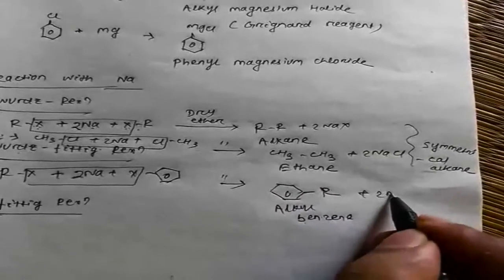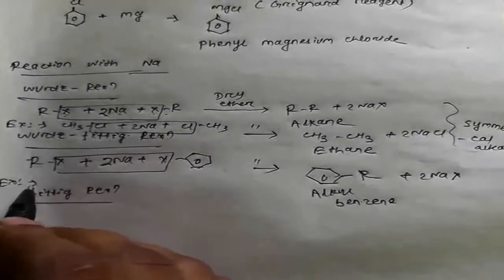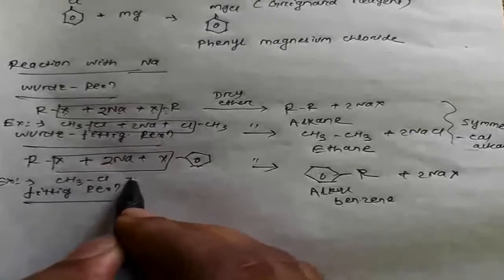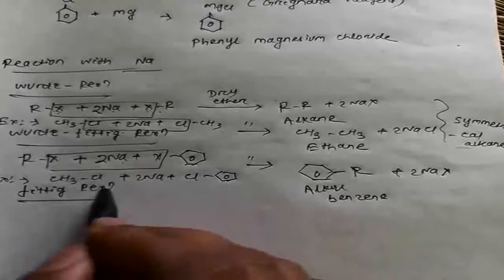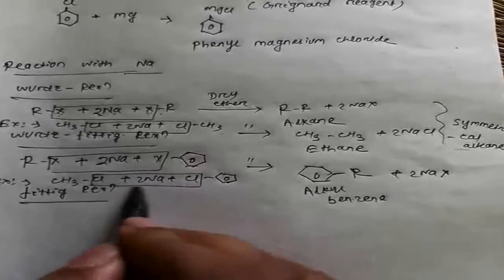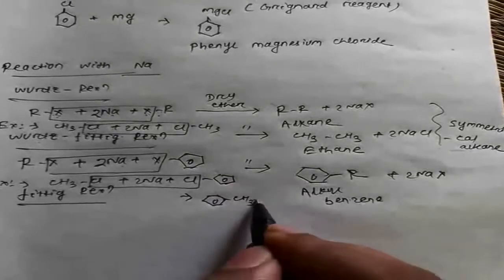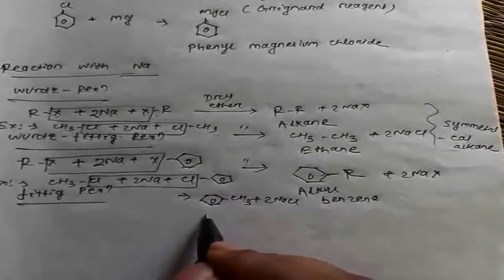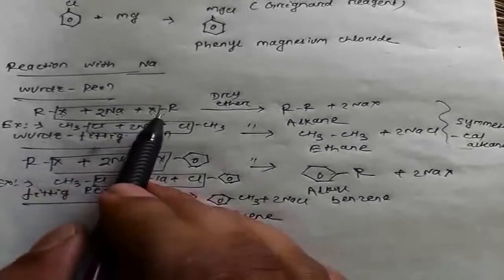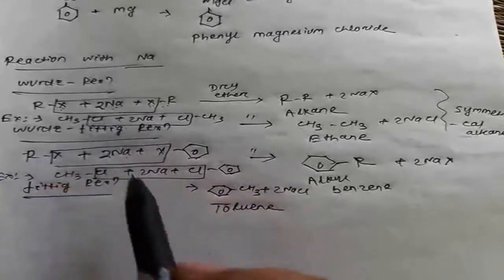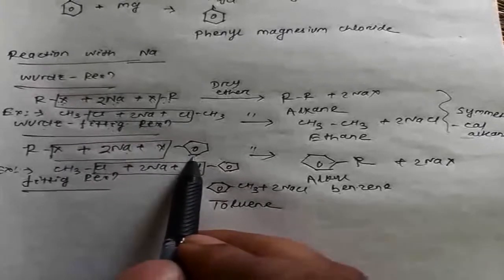plus 2NaX. Example: similarly, CH3Cl plus 2Na plus chlorobenzene gives benzene-CH3 plus 2NaCl, that is methyl benzene or toluene. In Wurtz reaction, 2 molecules of alkyl halide react with sodium metal. In Wurtz-Fittig reaction, 1 molecule is alkyl halide and another is aryl halide, similarly with sodium metal.